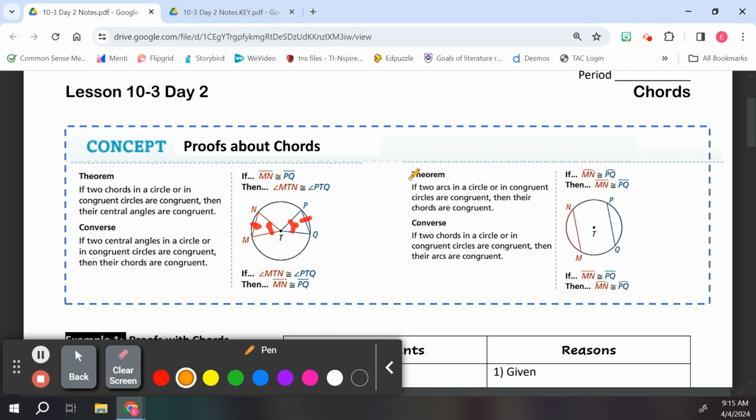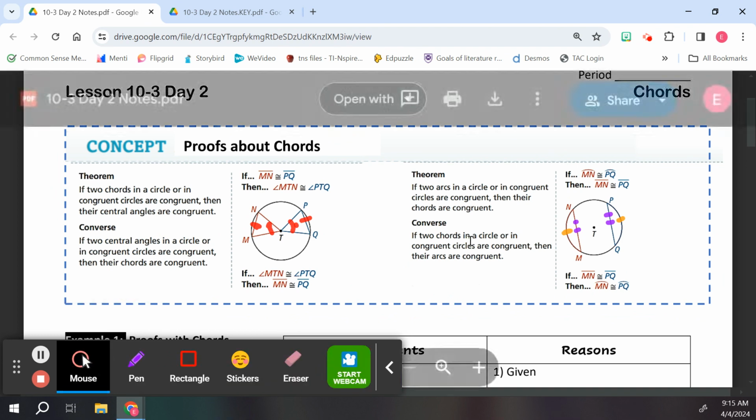The next one says if two arcs in a circle or in congruent circles are congruent, then their chords are congruent. So they're talking about this arc right here, MN and PQ. That's telling me that this chord PQ is going to be congruent to the chord MN. Okay? And then vice versa. If two chords in the circle are congruent, then their arcs end up being congruent. Questions on this?